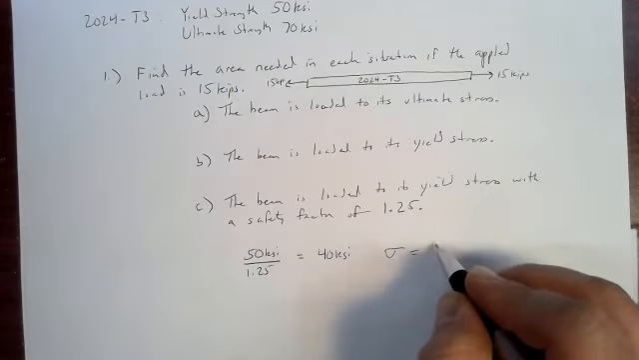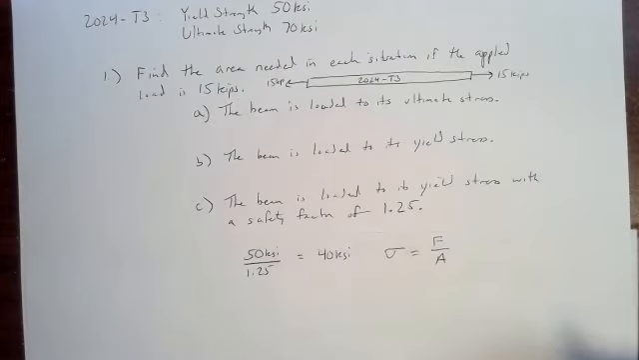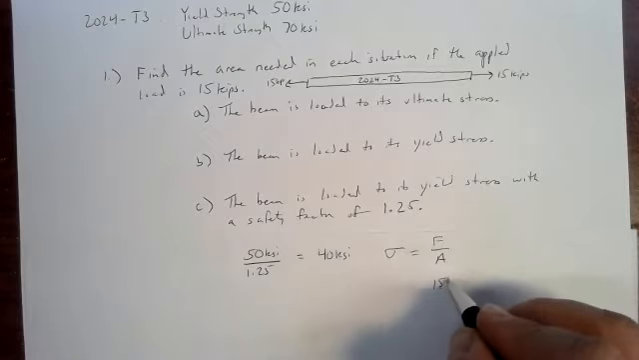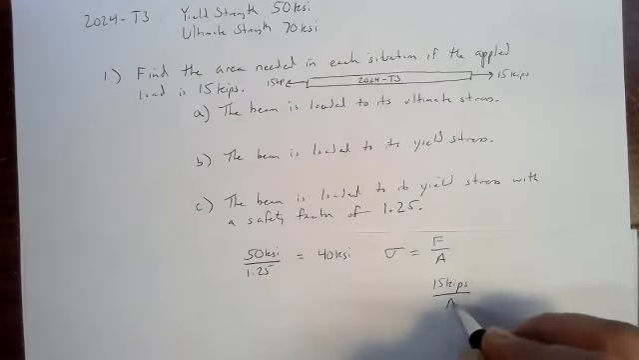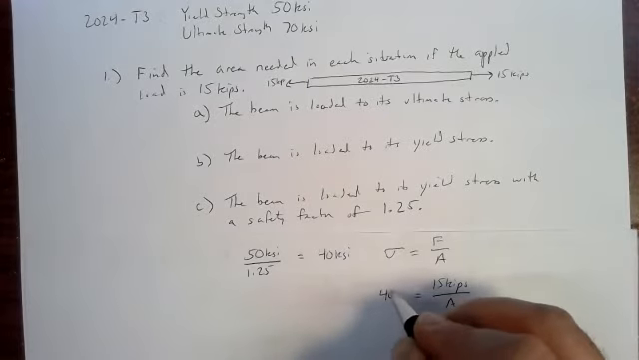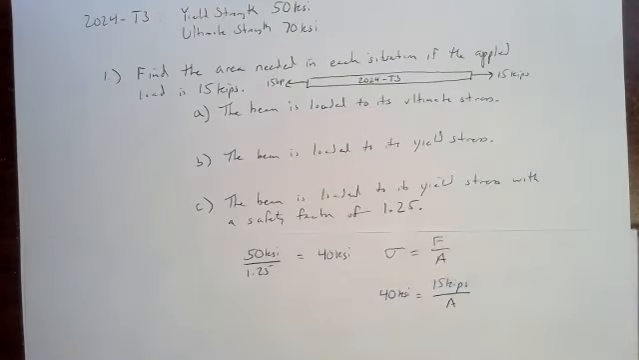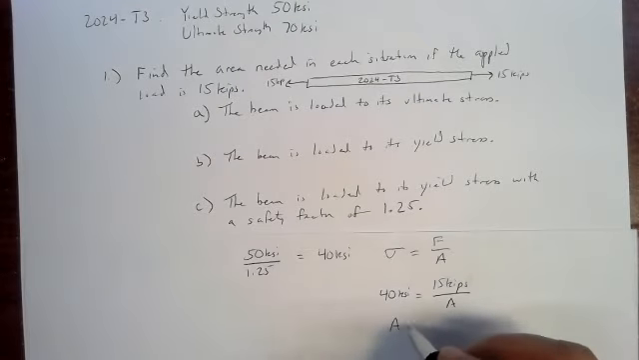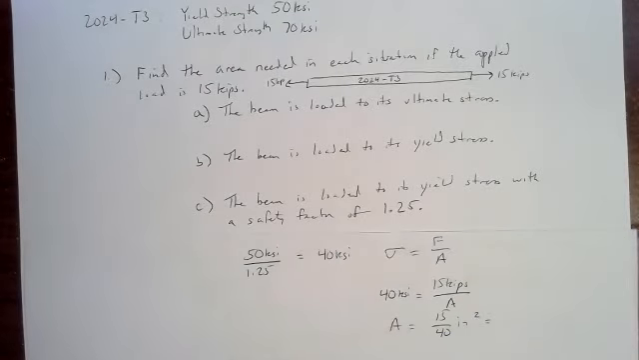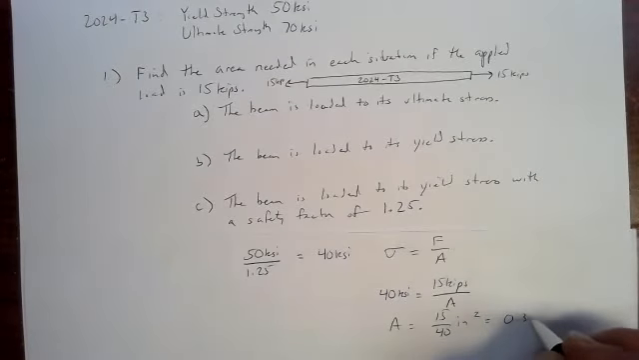So again, normal stress is force over area. We've got a force of 15 kips. We didn't alter the force this time. We altered the strength of the material. So we're assuming we're only going to hit 40 ksi. So cross multiply, and the area is going to be 15 over 40 square inches, which is 0.375.